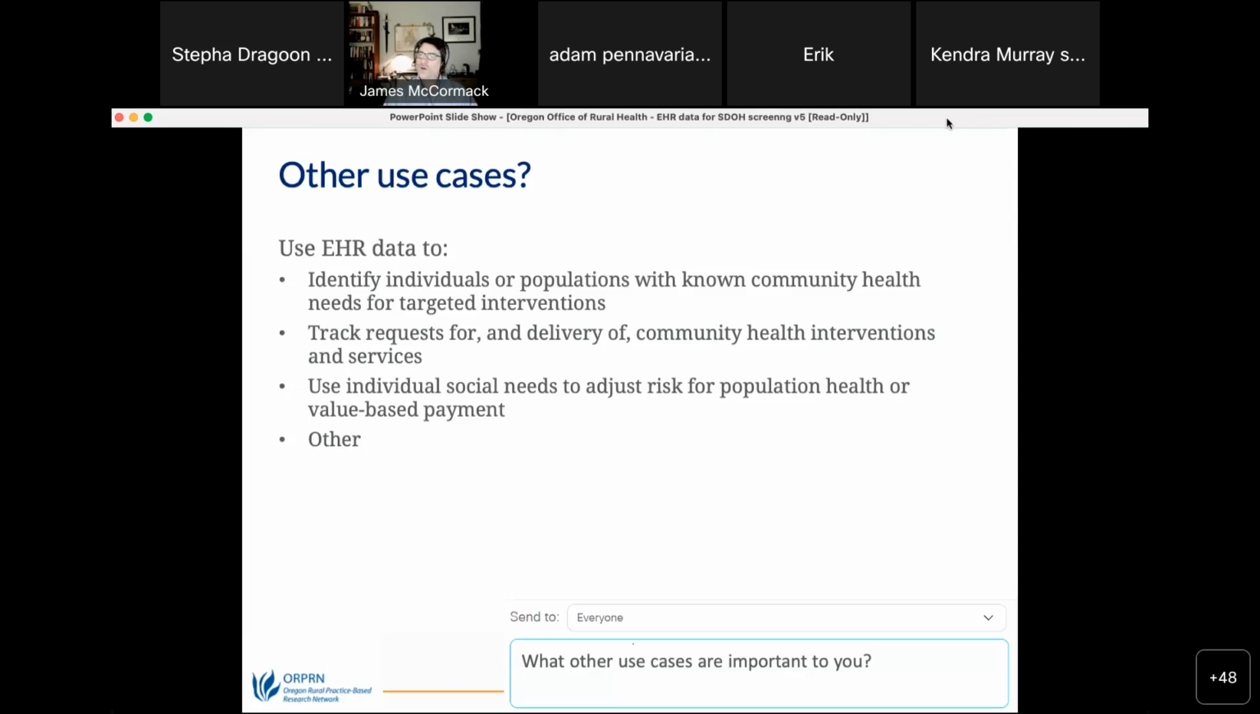Other. I'm very curious what types of other use cases you either do or would like to do that I haven't mentioned here that rely on social needs data in an EHR. So feel free to pop that in the chat. Next slide, please.